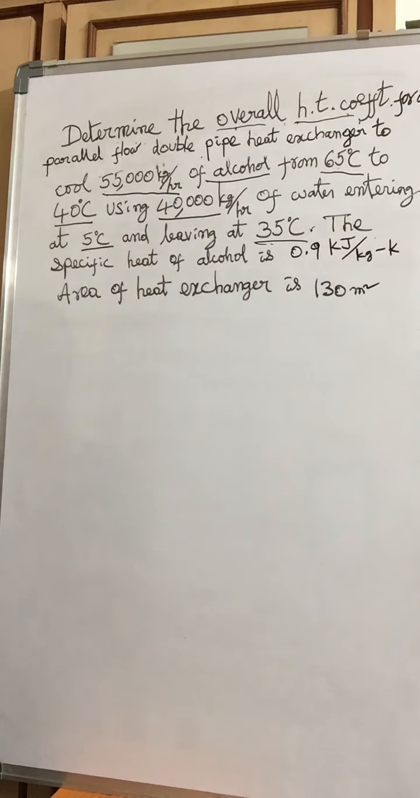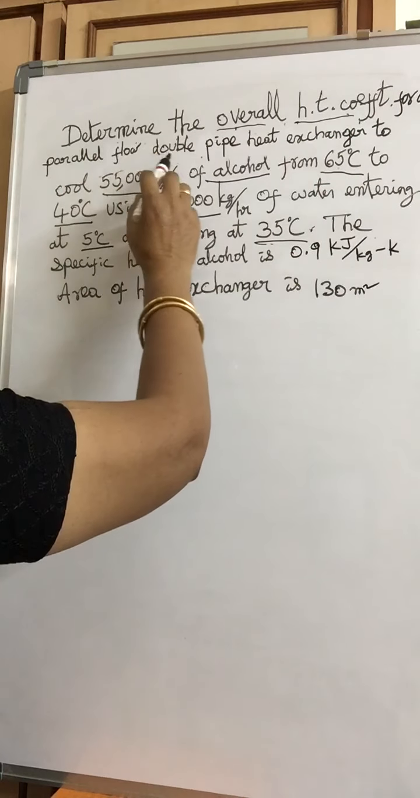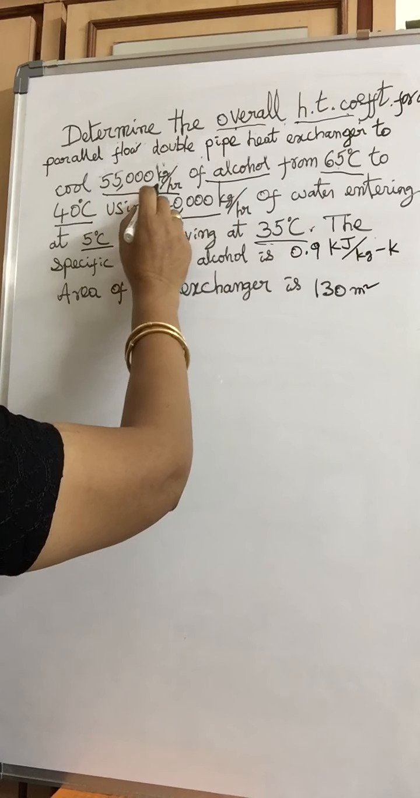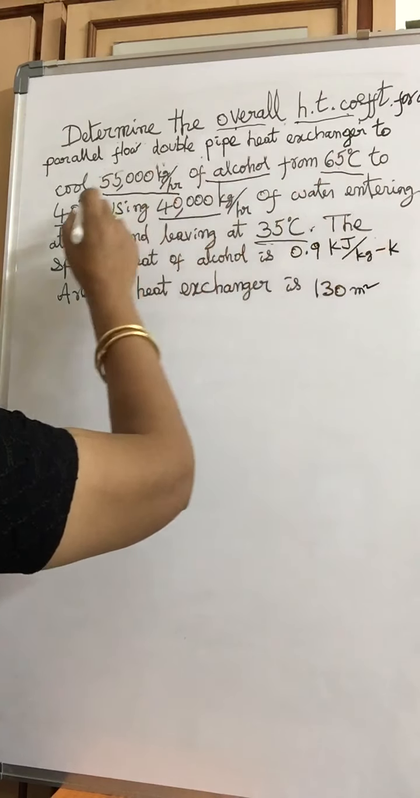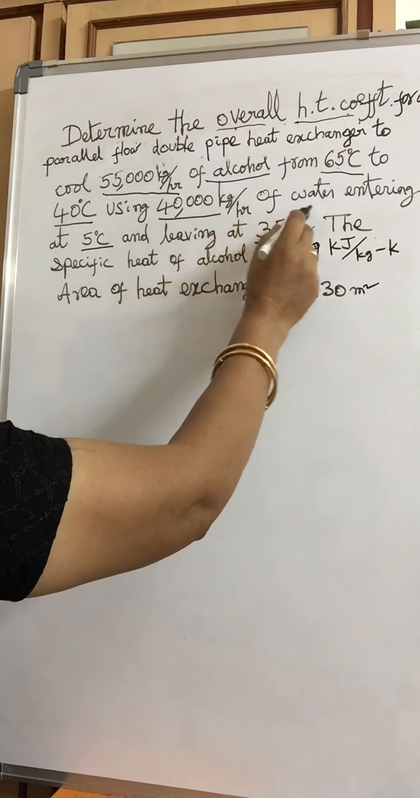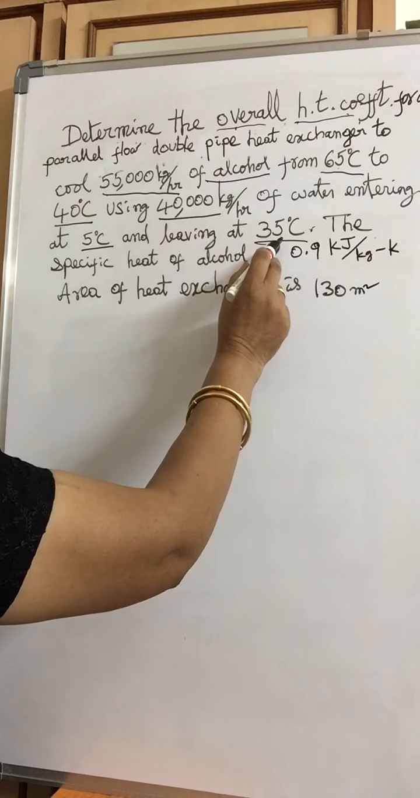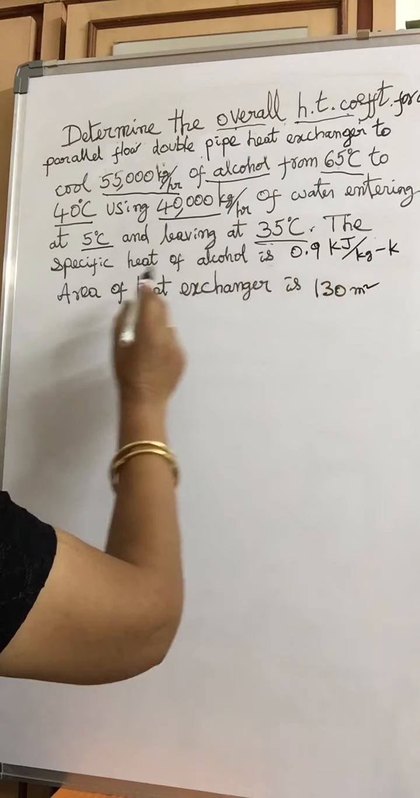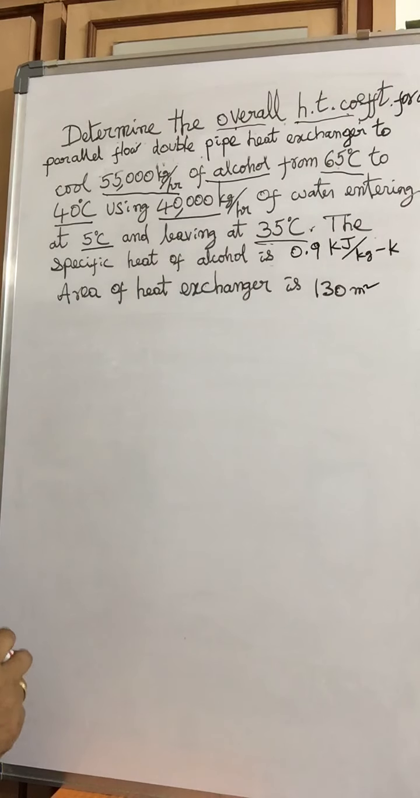First we will read the problem clearly. Determine the overall heat transfer coefficient for a parallel flow double pipe heat exchanger to cool 55,000 kg per hour of alcohol from 65 degrees centigrade to 40 degrees centigrade using 40,000 kg per hour of water entering at 5 degrees centigrade and leaving at 35 degrees centigrade. The specific heat of alcohol is 0.9 kilojoules per kg per Kelvin. Area of heat exchanger is 130 meter square.